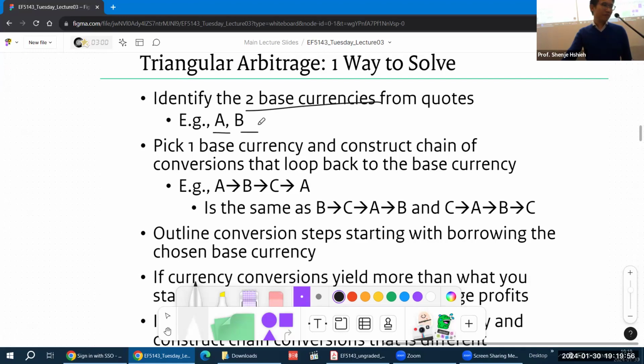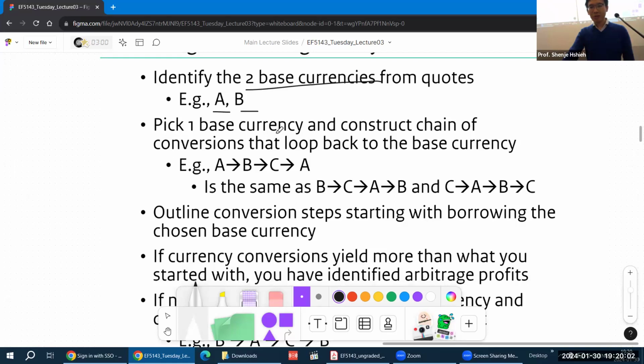So let's just call it A and B. This doesn't matter which one you start with. So let's just pick one, and let's construct a chain of conversions that loops back to the base currency. So that means going from A to B to C to A, right? Which is this route. And from last week, I hopefully convinced you that this route will yield the same conclusions if you start with B or you start with C, as long as the ABC chain is the same, right? ABC, ABC, ABC. As long as that chain is the same, then it doesn't matter which currency you start with, you'll get the same result.